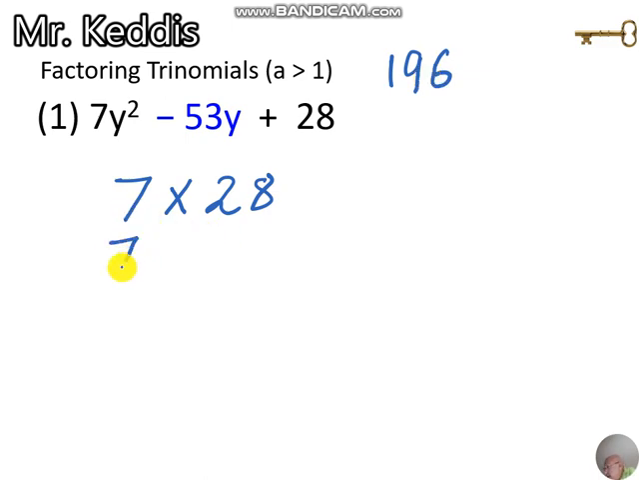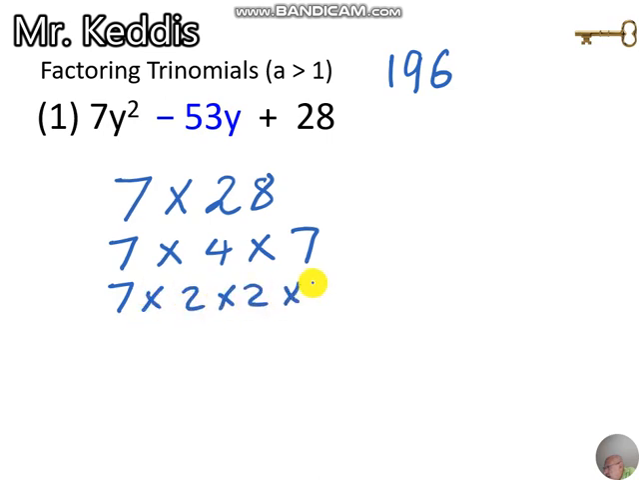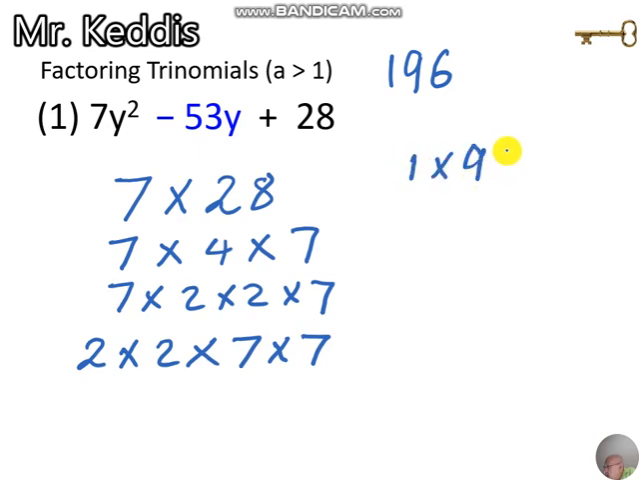I'm going to factor this: 7 times 28. 28 is 4 times 7, and I factor the 4 again: 7 times 2 times 2 times 7. I arrange them: 2 times 2 times 7 times 7. This means 196 is 1 times 196, because this is positive I have to look under the sum, and 2 times what?